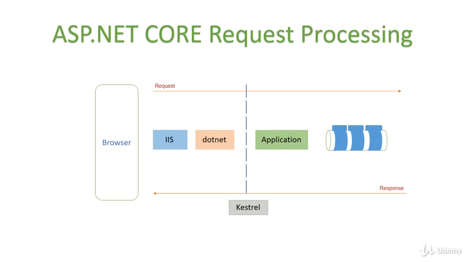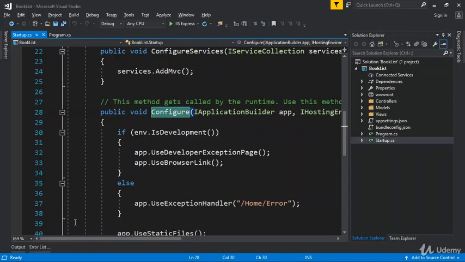Now let's switch back to the application. That was just an overview of how middleware comes into the picture and how the pipeline comes into the complete flow of a request.